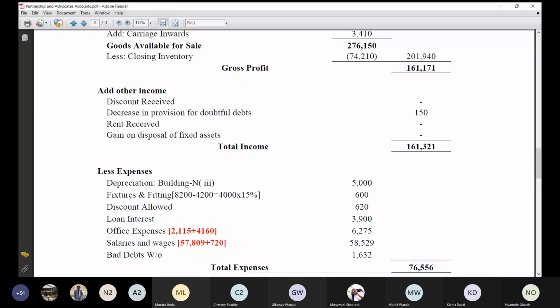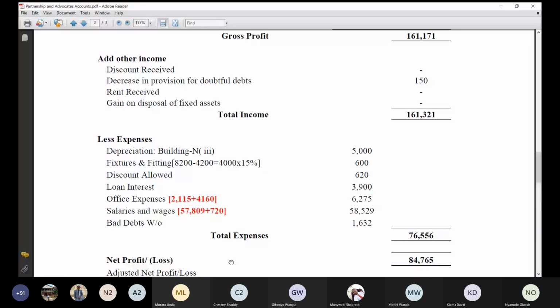Office expenses, we've already calculated that. We are told it was accrued. So when it is accrued, part of it will be charged, the total will be charged as an expense, and the other one will go to your accruals or your liabilities. So even before you go to your balance sheet, that is the thinking that you are supposed to be having. If it is a prepayment, once you recognize what is due for this period, then the other one that is prepaid goes to your balance sheet because it belongs to the other period. And those are marks, those are points that you get. Salaries and wages, that is also adjusted. Bad debts written off, that is also in our trial balance.